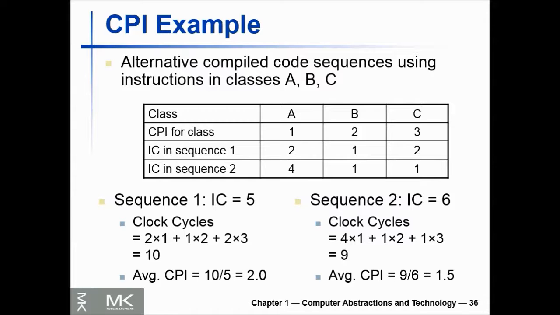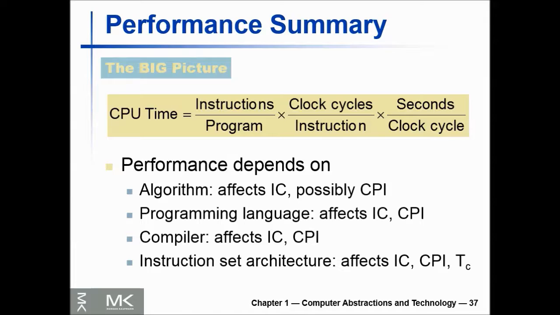So far, we have seen CPU execution time for a program, instruction count, clock cycles per instruction, and clock cycle time. These are the basic measurements at different levels in the computer. Now we combine these factors and we get CPU time is equal to instructions divided by program multiplied by clock cycles divided by instructions multiplied by seconds divided by clock cycles.